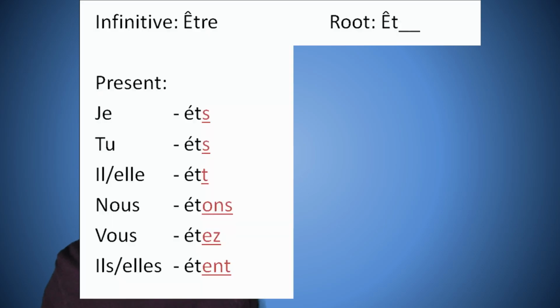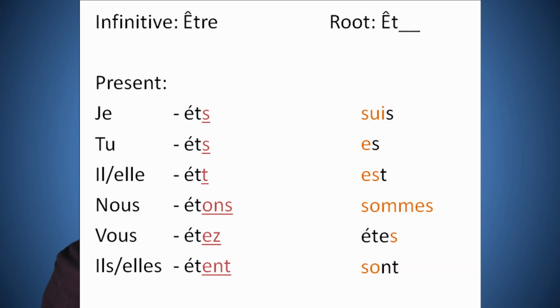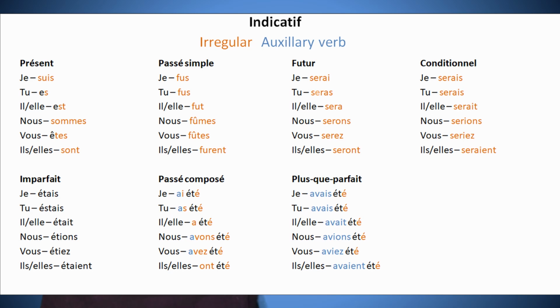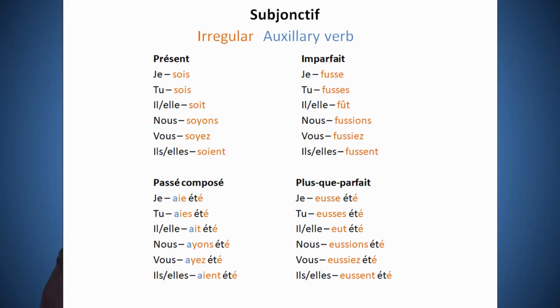But then you have irregular verbs, which are verbs which do not follow the rule. So these are what they should be in French and this is what they are. So you need to memorize these. But this is only showing the present tense. There are way more tenses like these. And this is just showing the indicative mood. There's also the subjunctive mood, which has these endings.